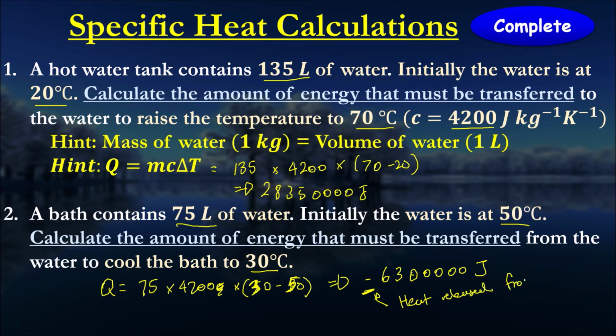Okay, there's nothing wrong with having a negative value of heat in these kind of calculations. It just represents where the heat has gone. In question 1, heat has gone into our system to make it warmer, while in question 2, heat has gone away from our system to make it colder. So that's the difference there.